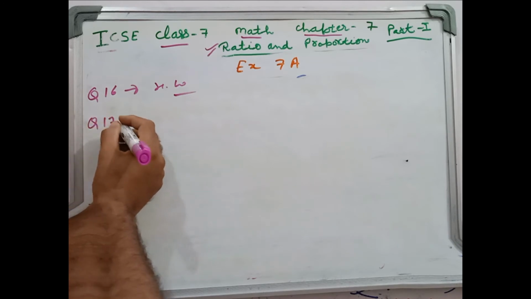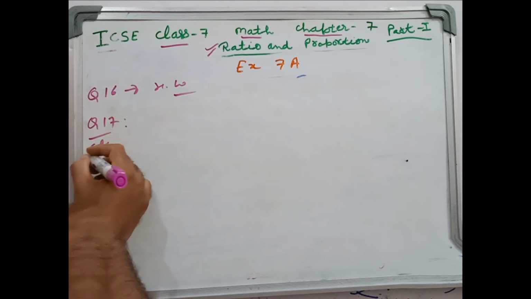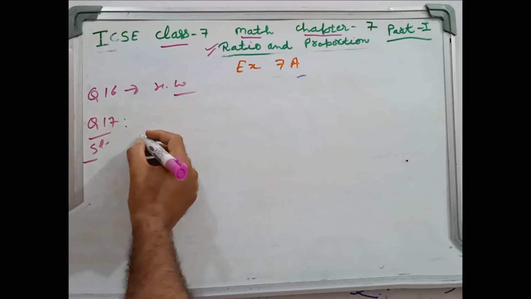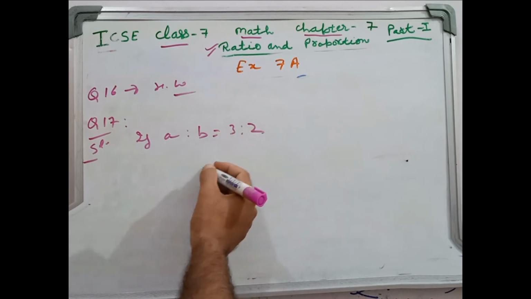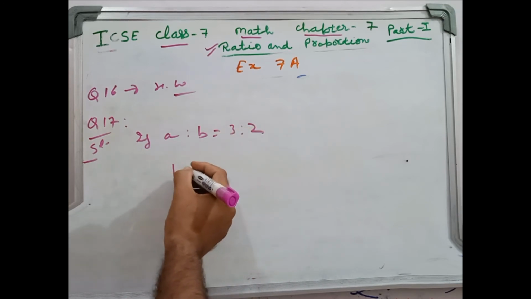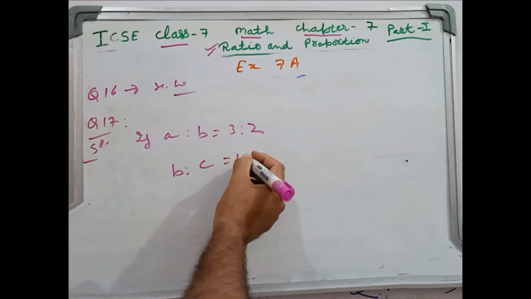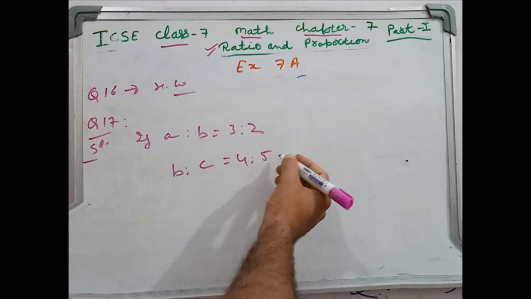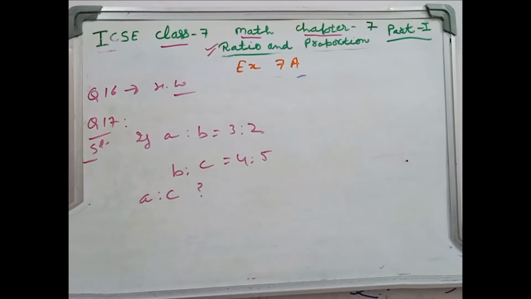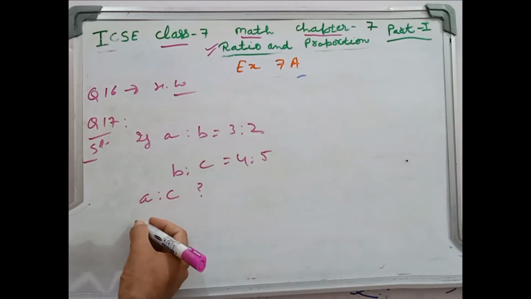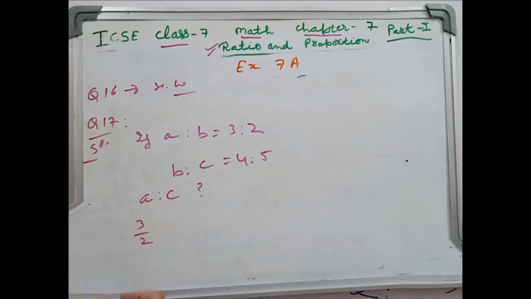Now question number 17. There he is saying if A/B is equal to 3:2 and B/C equal to 4:5, then we have to find out A/C. This is your question, right? So here students, you will see if I write in this way, A ratio B, 3 upon 2.